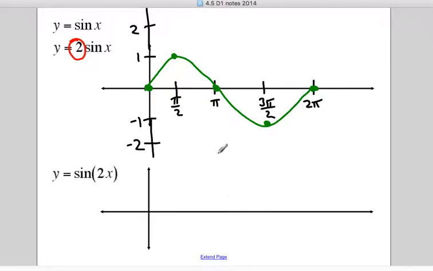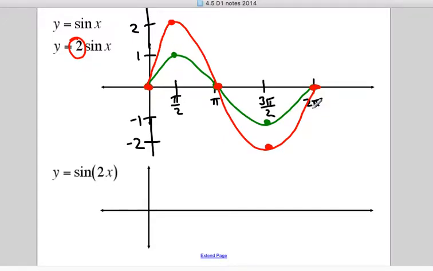So now the bumps are going to bump up to 2 and the dips are going to dip down to -2. But everything else stays the same. The beginning, the middle, and the end still stay at 0. But now it's just stretching up and stretching down. It's a vertical stretch when you have an amplitude change.